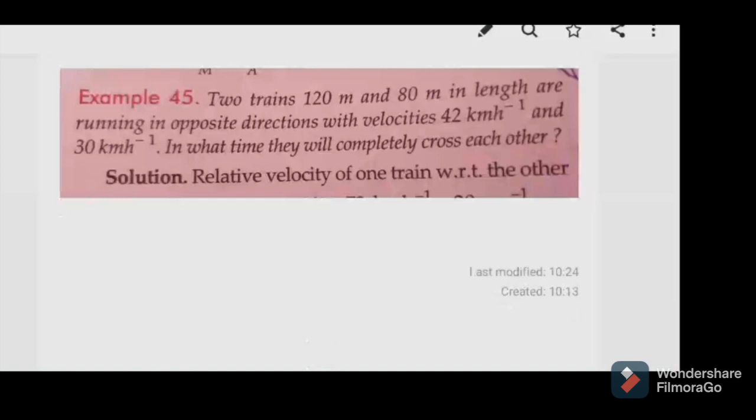Two trains, 120 meter and 80 meter in length, are running in opposite directions. So they are coming towards each other. So if one is coming like this, the other is coming like this. They are running with a velocity of 42 km per hour and 30 km per hour. In what time they will completely cross each other? Now this is really simple. I just told you what is the relative velocity when they are crossing each other. So very quickly tell me the answer. So what is the total distance they have to travel?